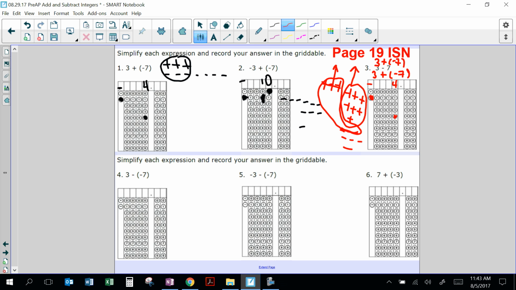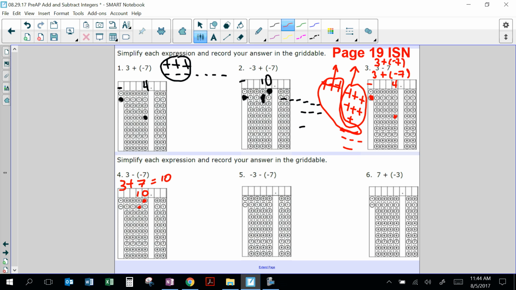Number 4, 3 minus -7. I'm going to use add the opposite for this question. So start with 3. I add. What's the opposite of -7? 7. So the answer will be 10. Do I have to bubble in this positive 10? No. You can just say 10. I bubble in 10.